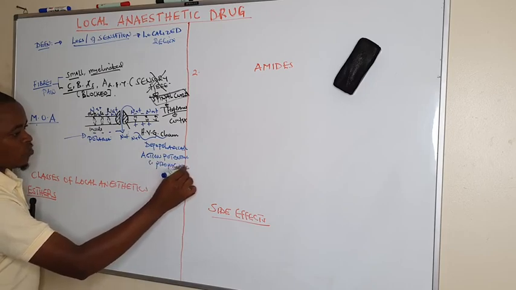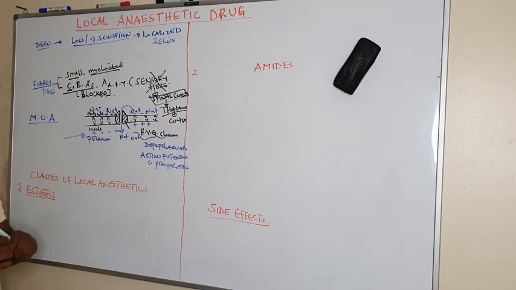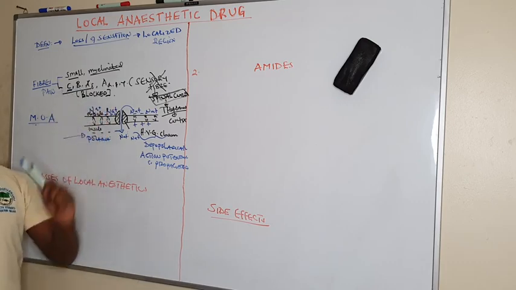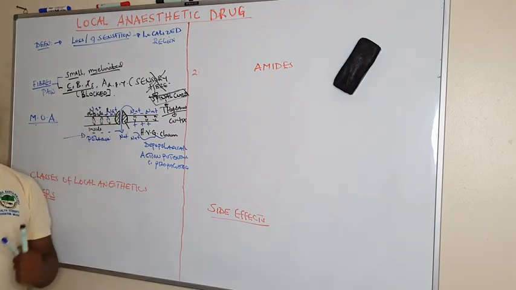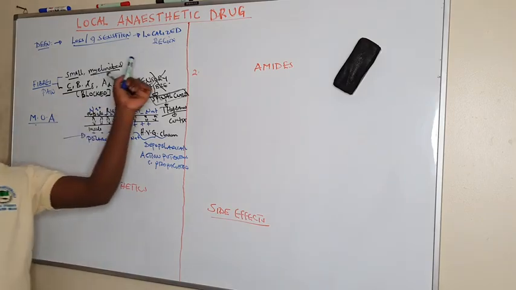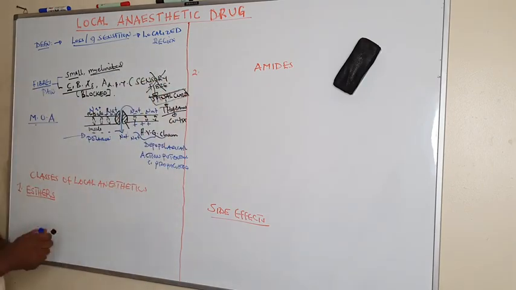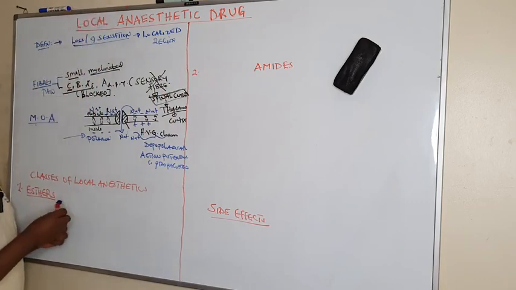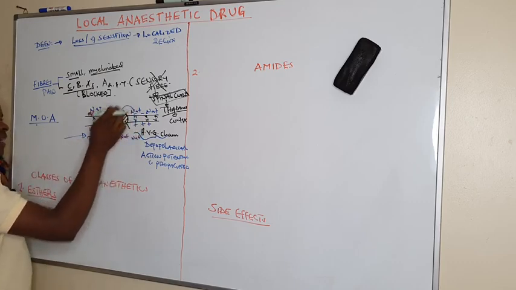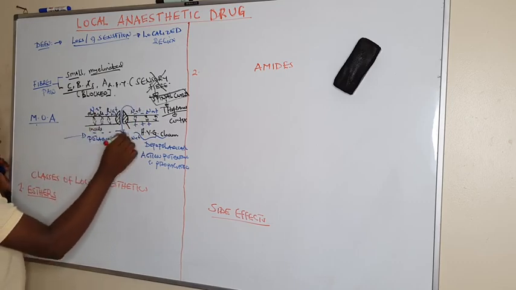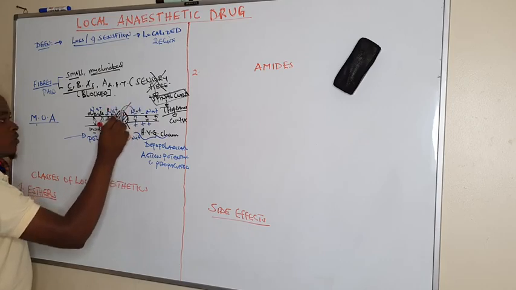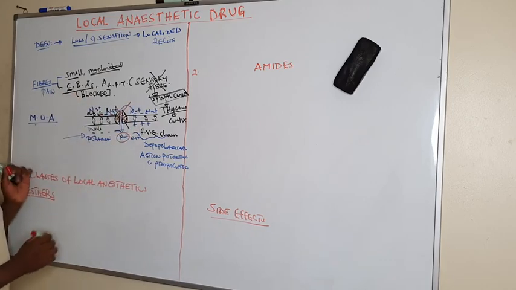So this is the normal action of these neurons, which we have seen: the sensory neurons C, A delta, then A alpha, beta, and gamma. So when we take these local anesthetic drugs, what happens? They come and block the opening. We saw that when an impulse arrives, the gates open, allowing influx of sodium ions inside the neuron. So these drugs come and close or block the opening.